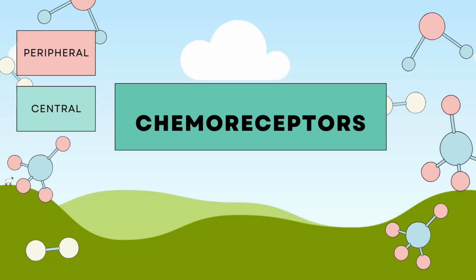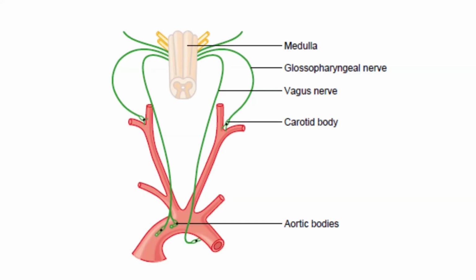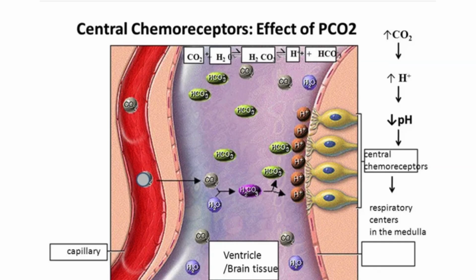3. Chemoreceptors. Chemoreceptors, which are sensitive to changes in blood gas levels, particularly carbon dioxide and oxygen, play a critical role in respiratory regulation. Peripheral chemoreceptors, located in the carotid bodies and aortic bodies, detect changes in blood oxygen and carbon dioxide levels. Central chemoreceptors, located near the ventral surface of the medulla, are sensitive to changes in cerebrospinal fluid pH, influenced by carbon dioxide levels.